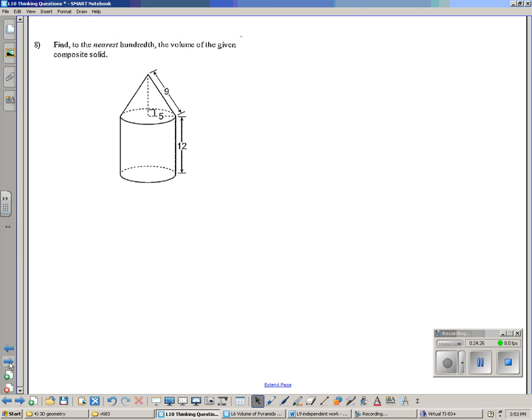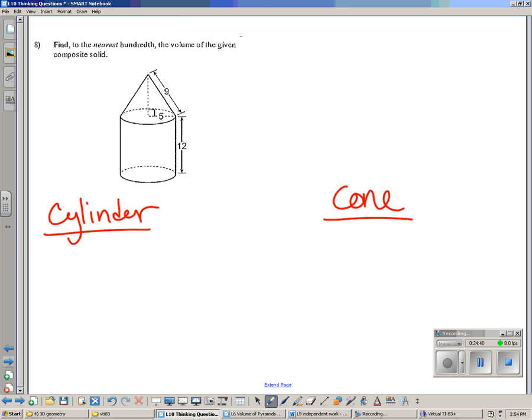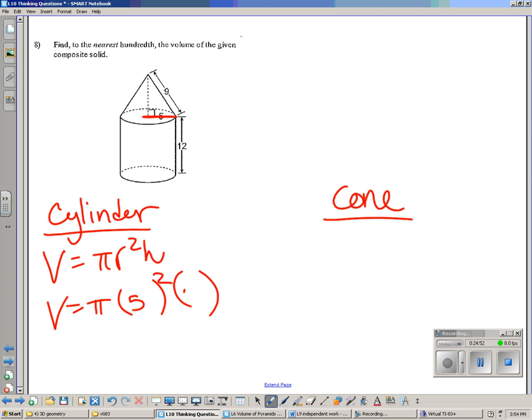All right, number 8 says find to the nearest hundredth the volume of the given composite solid. Well, I have a cylinder and a cone, okay? So this is kind of like the pencil problem. It's a little easier. Cylinder volume is big B times h, otherwise known as pi r squared h. The radius of the cylinder is 5. The height of the cylinder is 12.